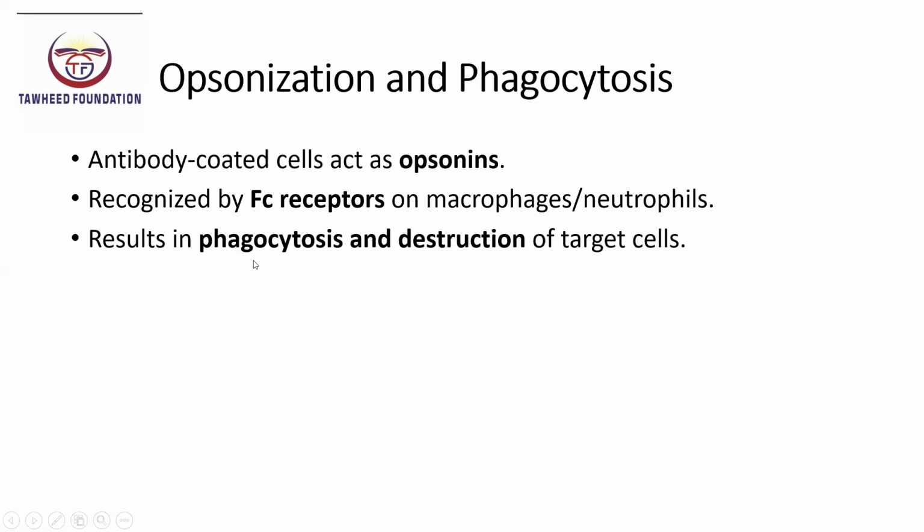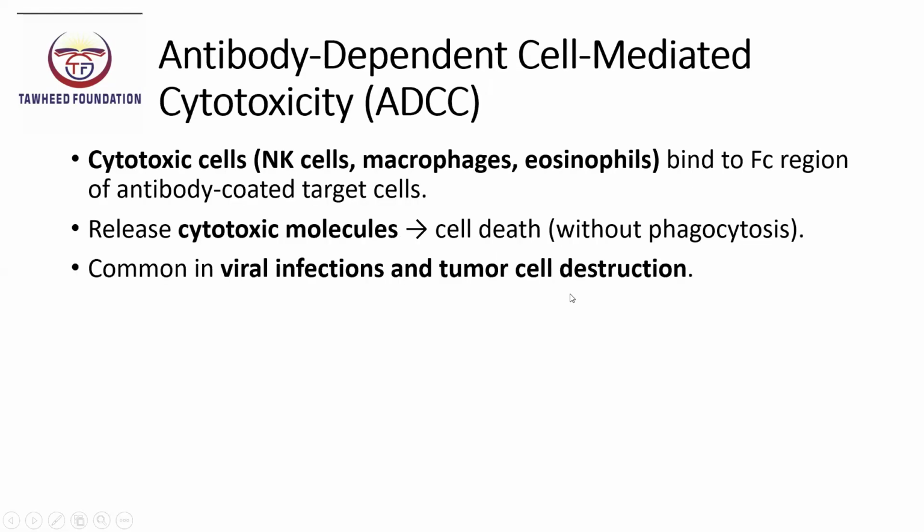Opsonization ensures that antibody-bound cells are efficiently removed from the circulation, preventing further damage. Next is antibody-dependent cell-mediated cytotoxicity, ADCC. ADCC is a mechanism where cytotoxic cells such as natural killer NK cells, macrophages, and eosinophils bind to the Fc region of antibodies already attached to a target cell.